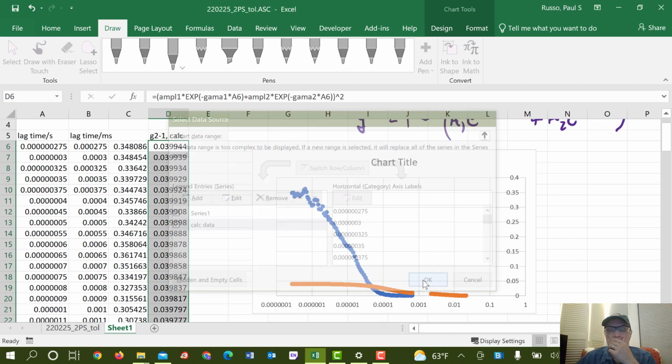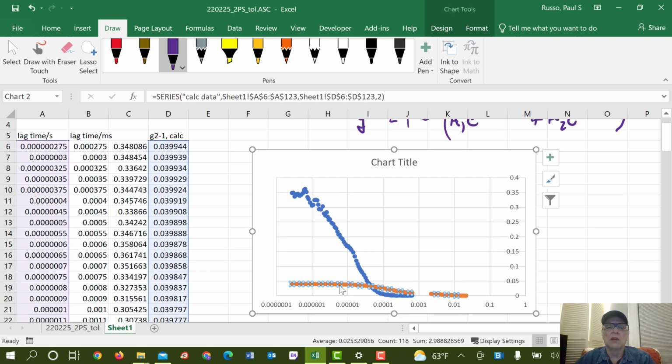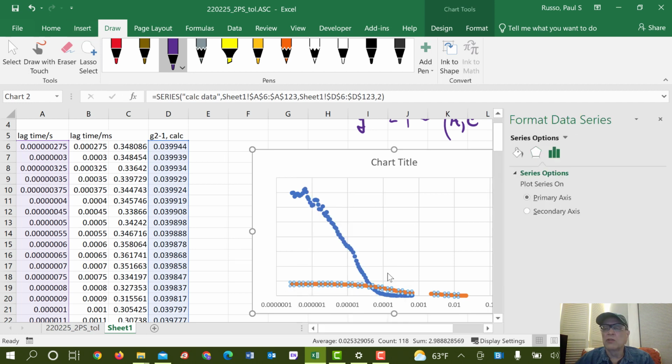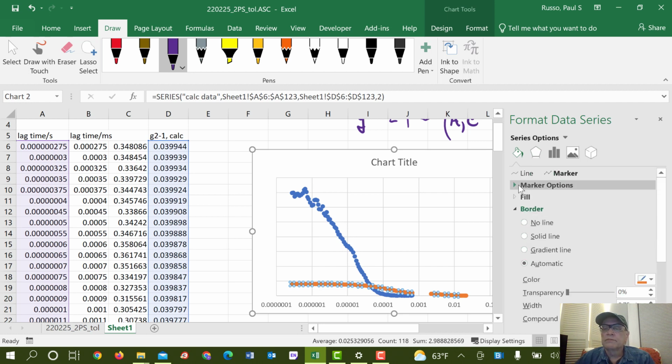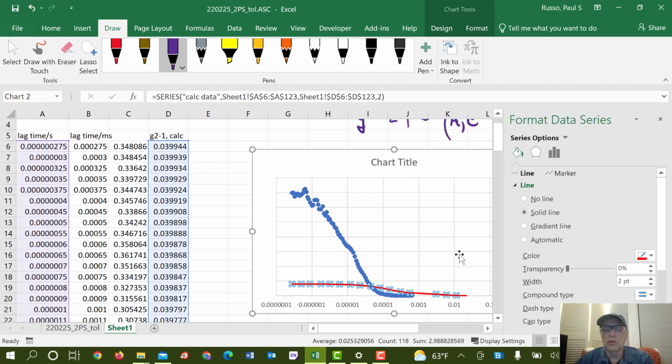And it's there. And since it's a calculated curve, we would like it to be a line. So we should format it to be a line. Format the data series to be this. Markers. Line. Marker options. No markers. Line. Solid line. Color, I was happy with it being some other color, but that's the color. Okay, so there's our fit.